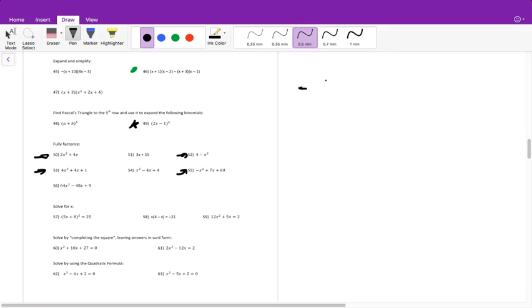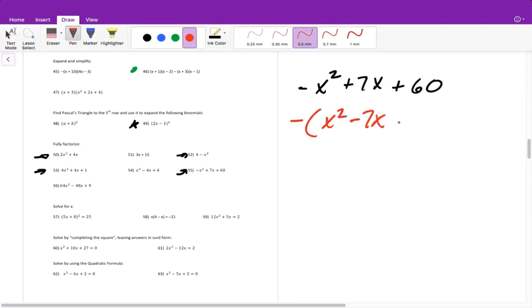Here we have negative x squared plus 7x plus 60. Remember, we always want our x squared to be positive, so I'm going to first factor out that negative, so that way we have our positive x squared, and all of our other signs change. Then we're going to use our x method.